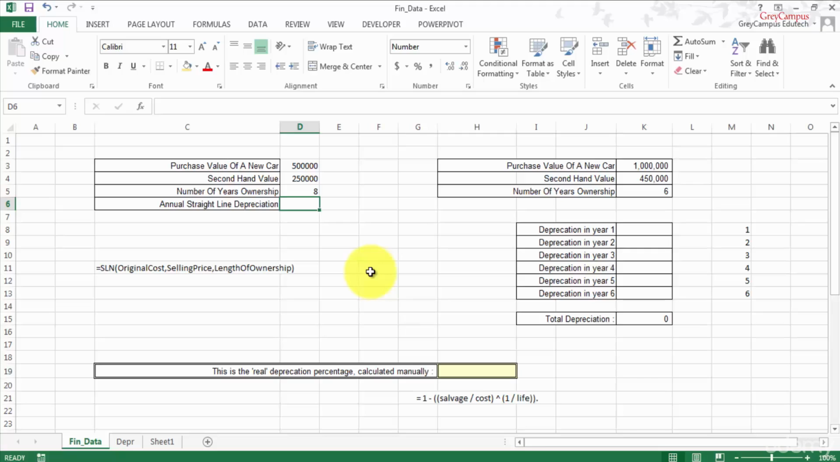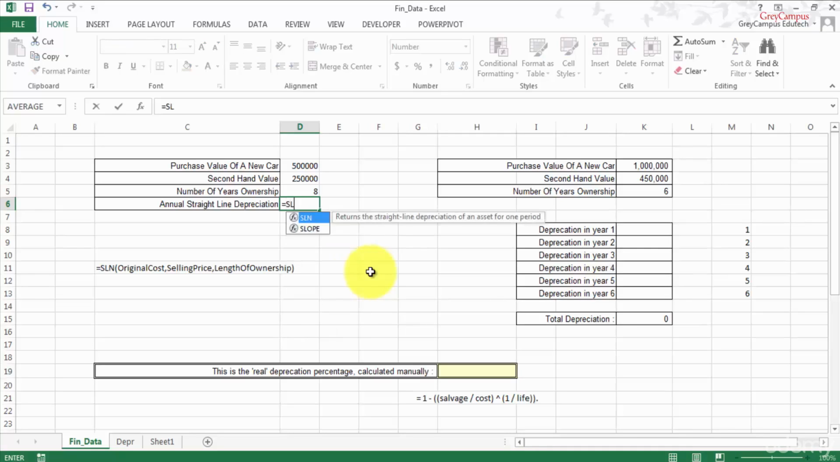There are multiple ways of calculating depreciation. You can directly check straight line depreciation, like after 8 years what will be the depreciation. For that we use a function called SLN. SLN takes 3 parameters. It asks for the original cost, then the selling price, and finally the length of ownership. These 3 factors are taken into consideration while calculating the depreciation.